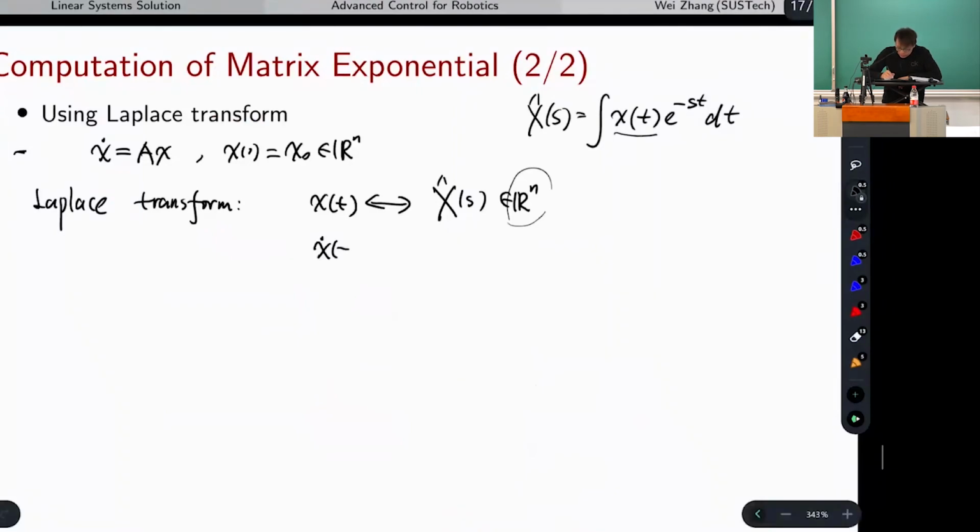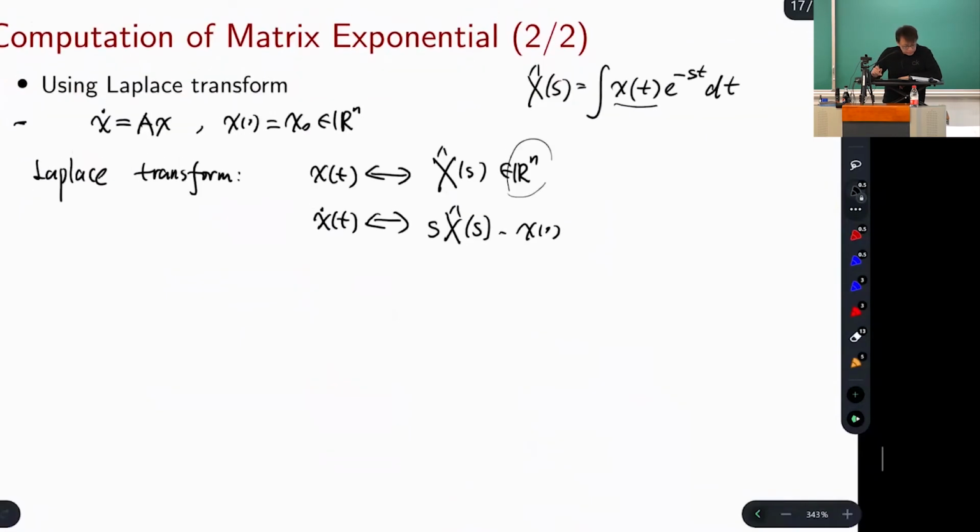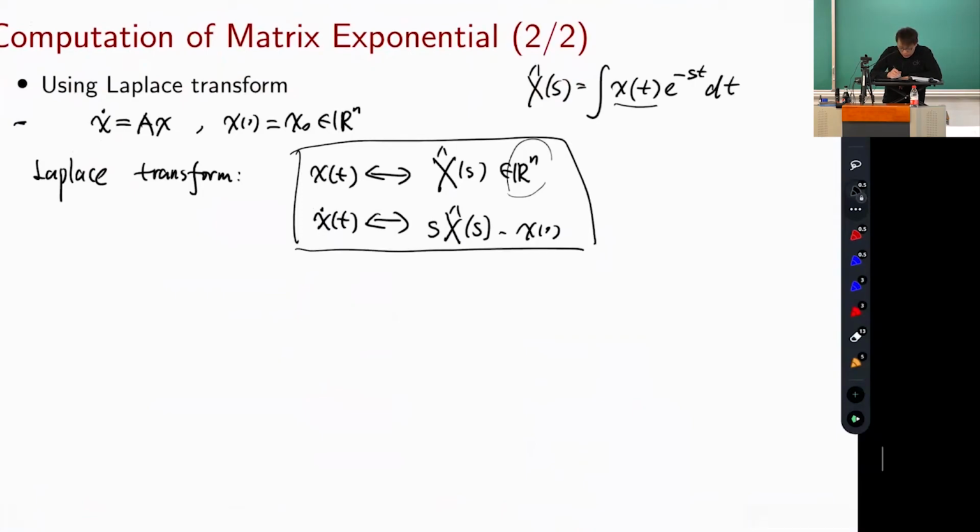If you take the derivative, in the s domain you will have s times this guy. And you also have an initial state involved. So from this property, the basic fact from the Laplace transform, I think you learned solving differential equations using the Laplace transform in your undergrad class, but here we use everything in vector form.